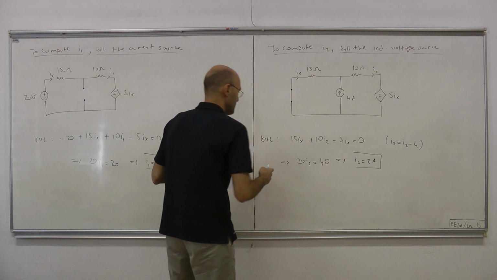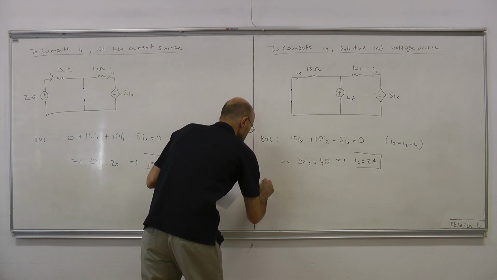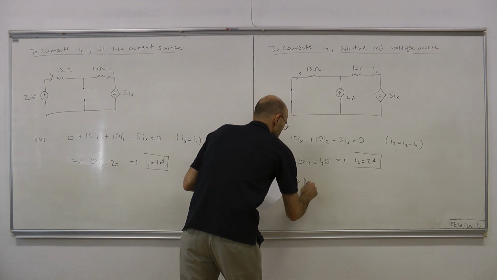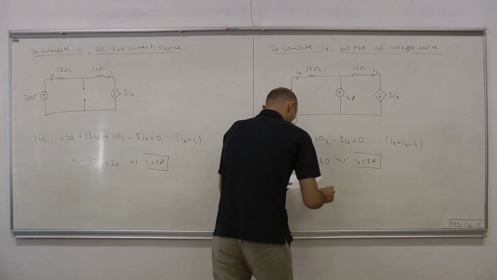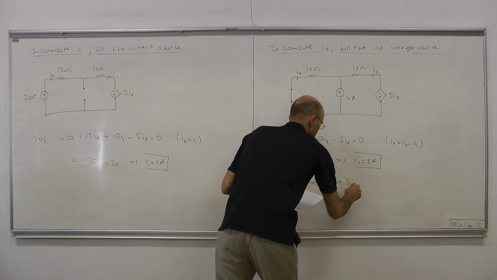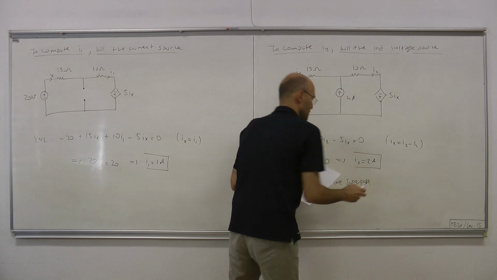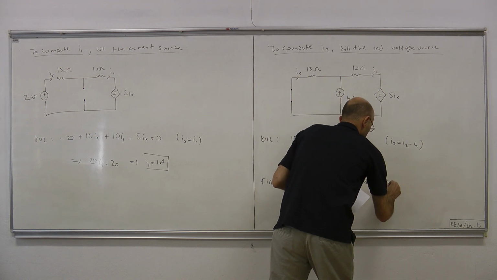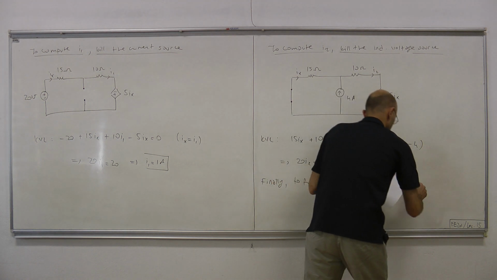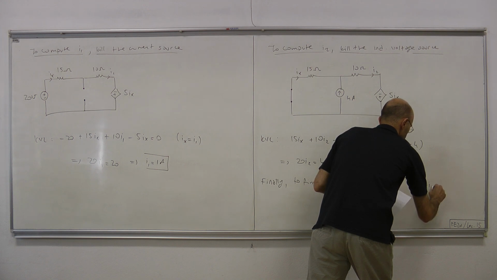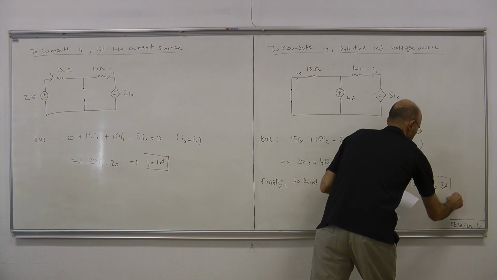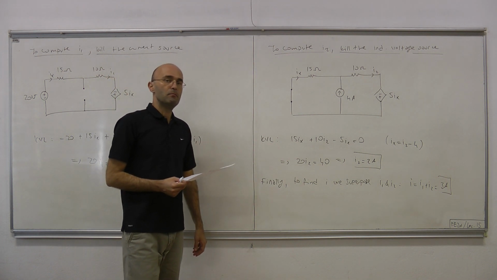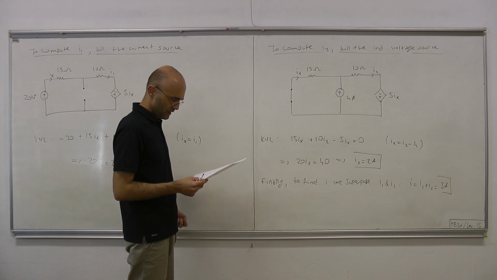Okay. Finally, to find the output, we superpose the two currents, I1 and I2. I1 plus I2 gives us 3 amps. Okay, so that's the output that we will measure when both independent sources are active.